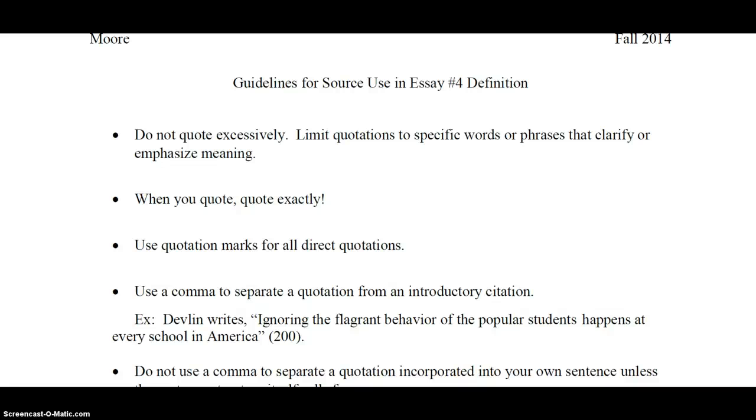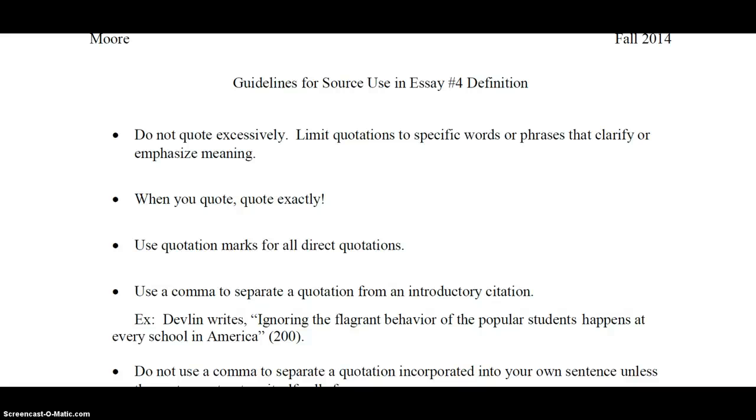The first one is, of course, don't quote too much. Limit your quotations just to specific words or phrases to clarify and emphasize the meaning. So again, you're not quoting a long formal definition of the word. You're just using someone else's phrase or someone else's wording to help solidify the definition for your reader.